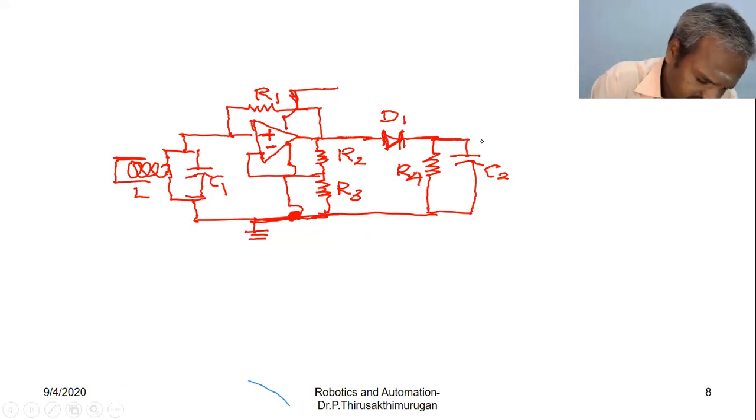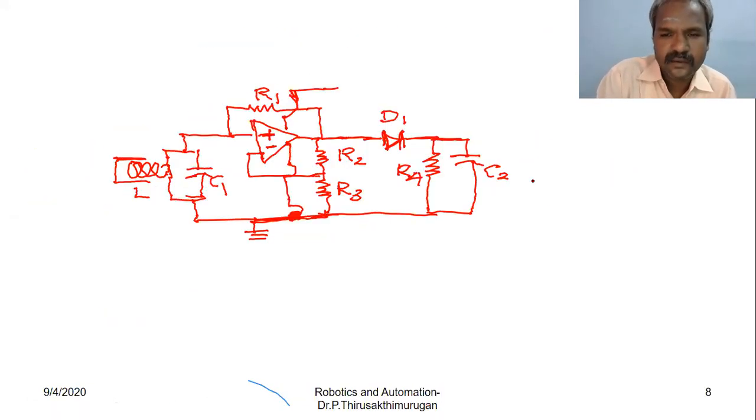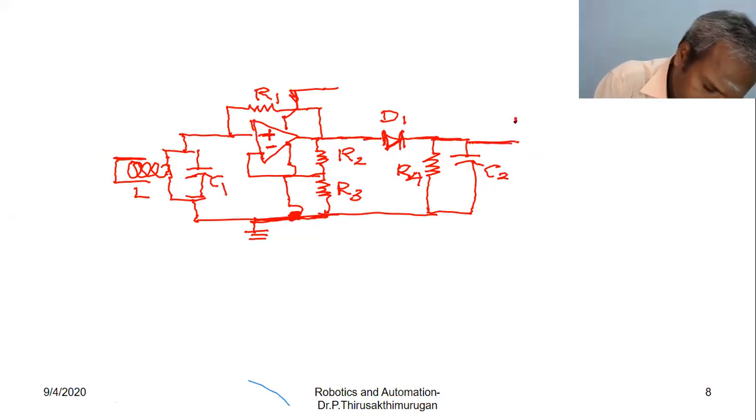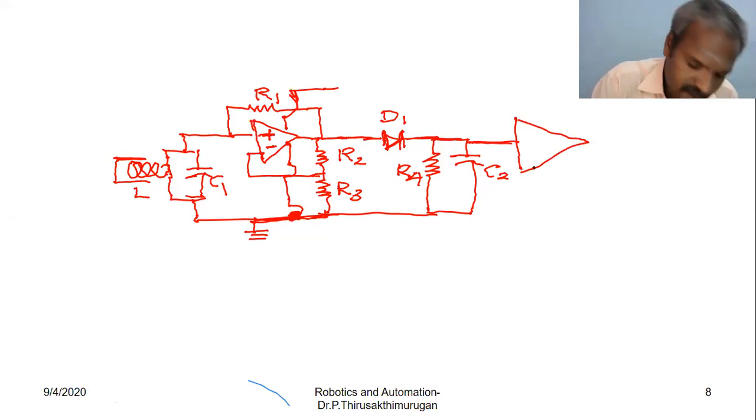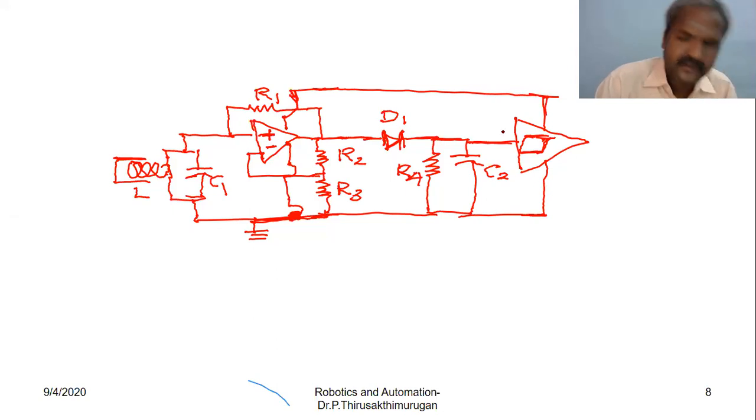Next is the Schmitt trigger, the triggering stage. So what is in the Schmitt trigger? The triggering stage is nothing but a Schmitt trigger. You see, this is the typical symbol for a Schmitt trigger. We can give supply to the Schmitt trigger from this. So this is the triggering stage.